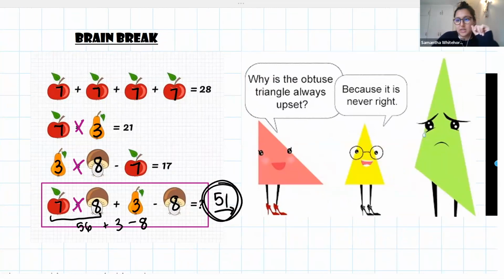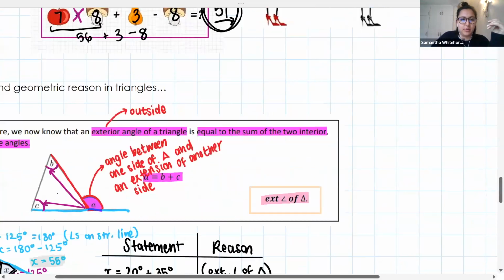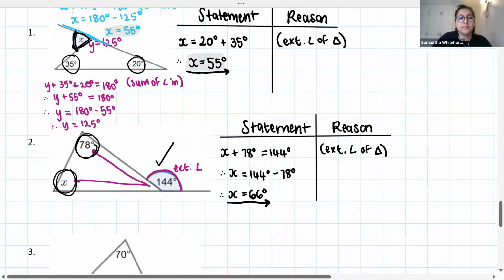But let us continue on with exterior angles of a triangle. So, sorry, I'm going the wrong way. There was a question around when do we use sum of angles in a triangle? When do we use exterior angles?